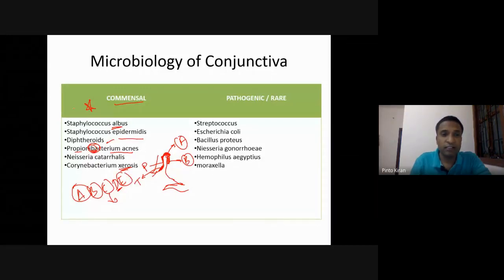Okay. This you must know at any cost, because you should know how to differentiate a pathogen from a commensal, and the rest of the organisms are basically the pathogens. And though they are pathogens, rarely are they present in the conjunctival fornix.